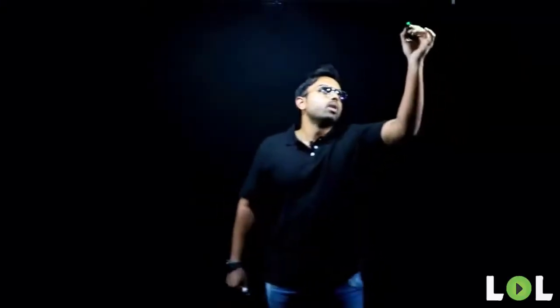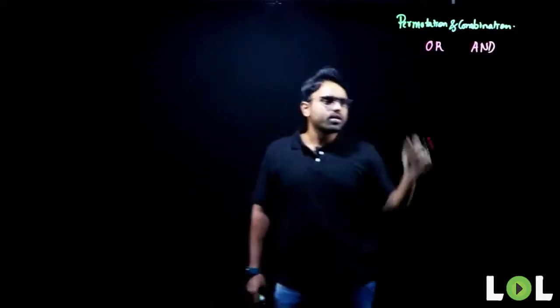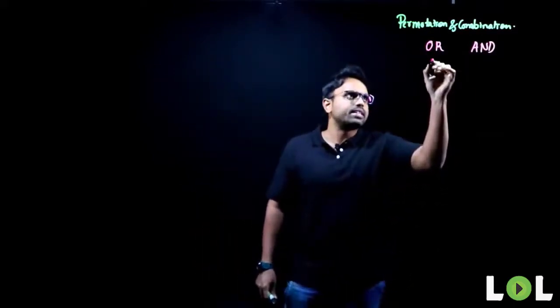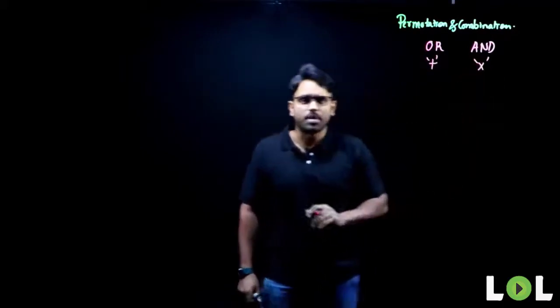Today's session will be on permutation and combination. So all those doubts that you people have about what is permutation, what is combination will have to end today. Okay. So to start with, permutation and combination depends on two pillars: the rule of OR and the rule of AND. What does OR signify? OR signifies addition operation, whereas AND signifies multiplication operation.